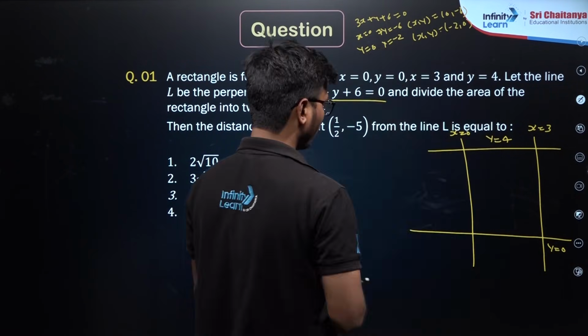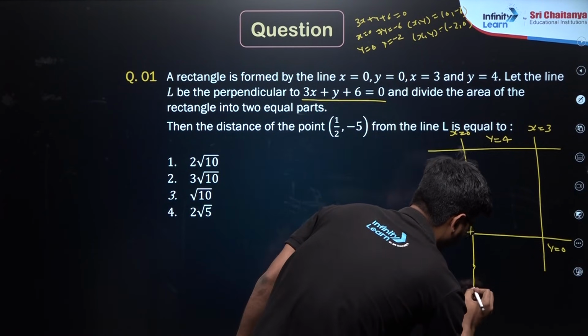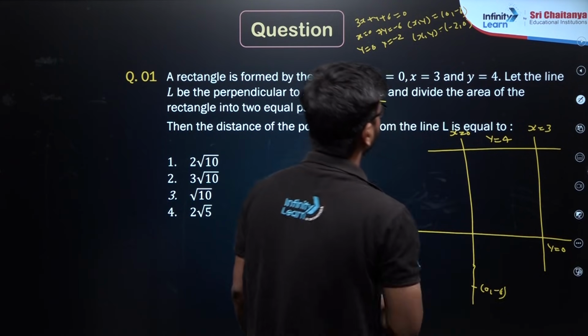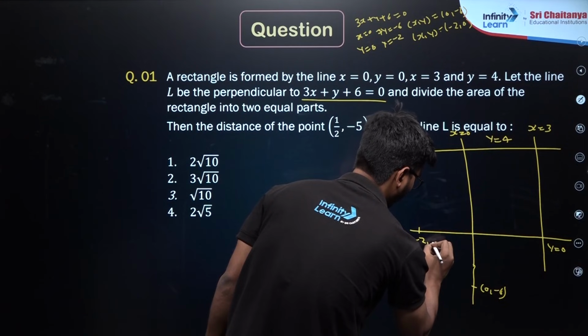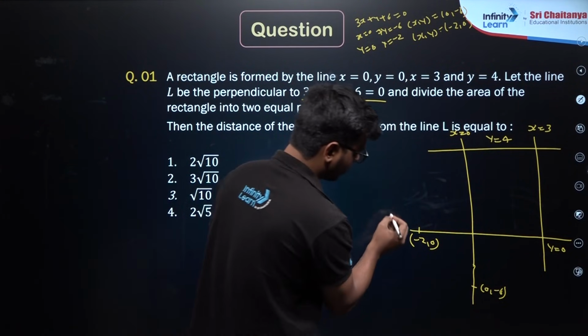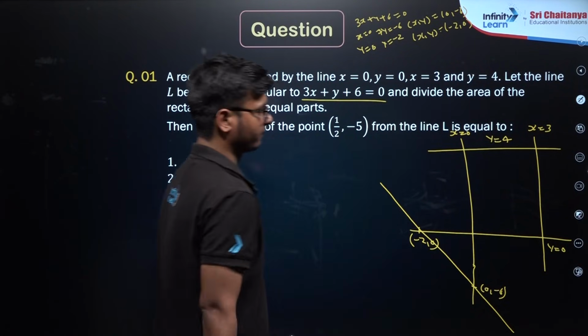Correct? So let's draw the points. The first point is 0 comma minus 6, so 0 comma minus 6 will lie somewhere here. Correct? And the next point is minus 2 comma 0, so minus 2 comma 0 will lie somewhere here. Okay. Now let's draw the line. If we draw the line, it will go like this.